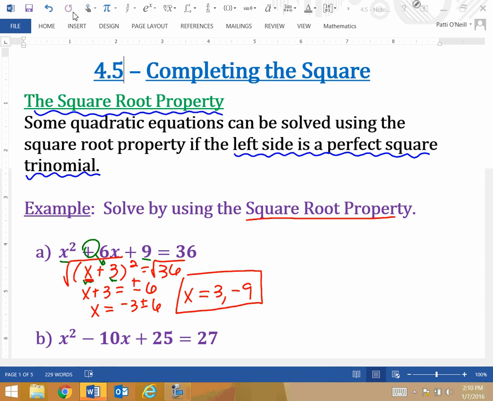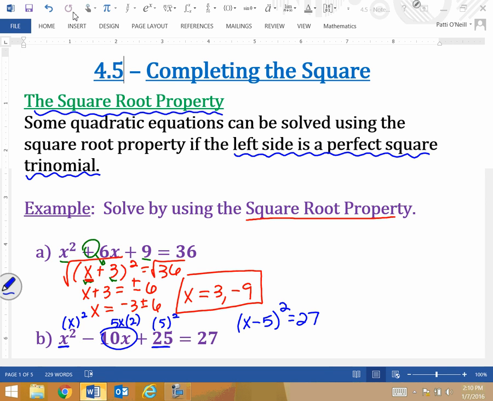Now, the second one here, x squared minus 10x plus 25 equals 27. Again, we're going to assess whether we have a perfect square trinomial here by looking at the first and the last terms. This is x being squared. This is 5 being squared. So that criteria is met. If we multiply the x times the 5, we get 5x, and double it, that gives us 10x. I'm not concerned about the sign, I'm only concerned about the product there. So this will factor into the quantity of x minus 5, squared, equals 27.